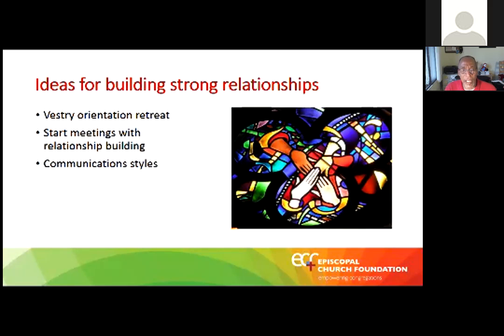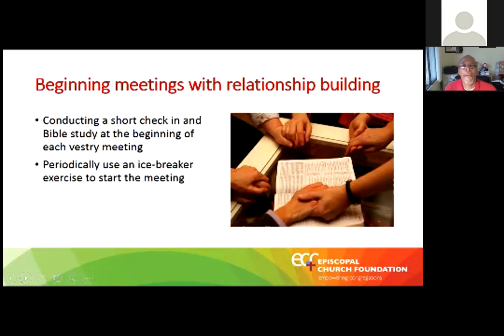Another area we spent some time on during our workshops and retreats together is communication styles. I'll talk a little bit about that in a few moments. I want you all to think about your teams out there right now. How often do you have the opportunity, or take the opportunity, to start your vestry meetings or your team meetings around a regular check-in or certainly Bible study?